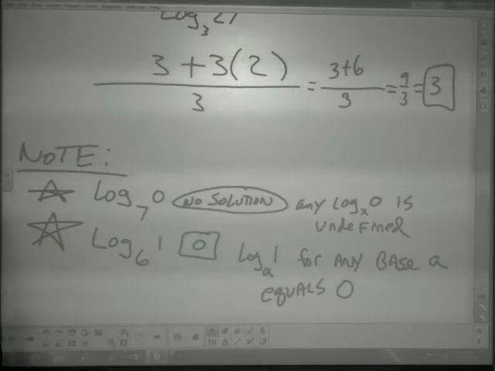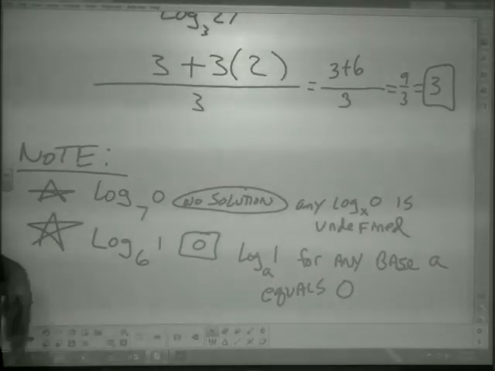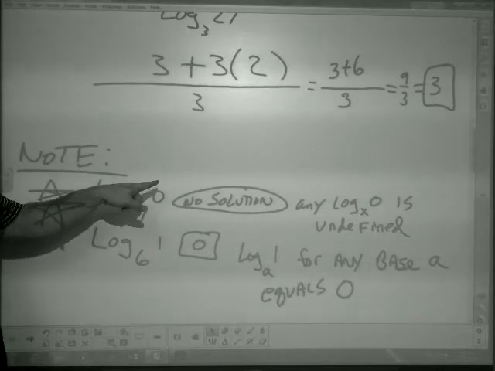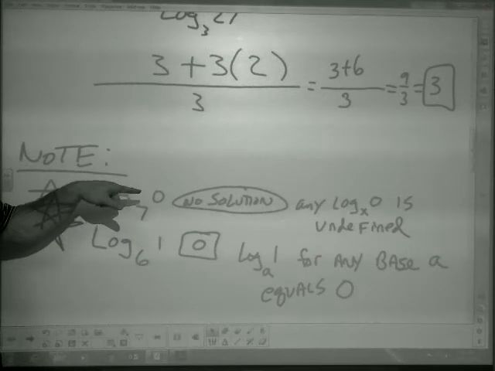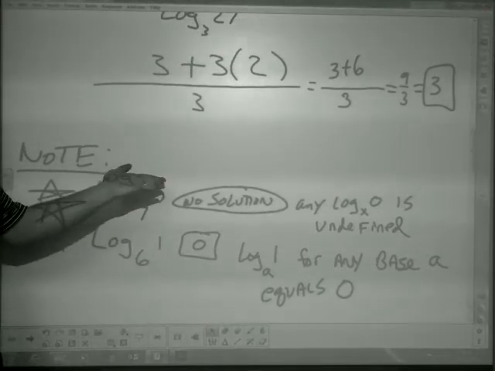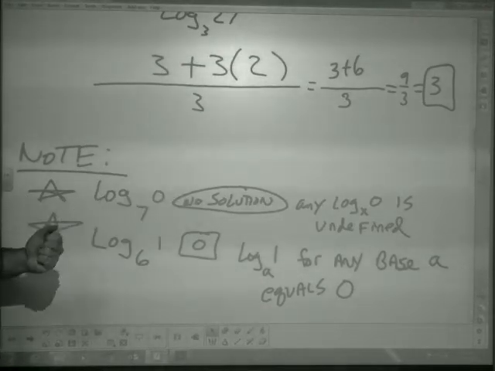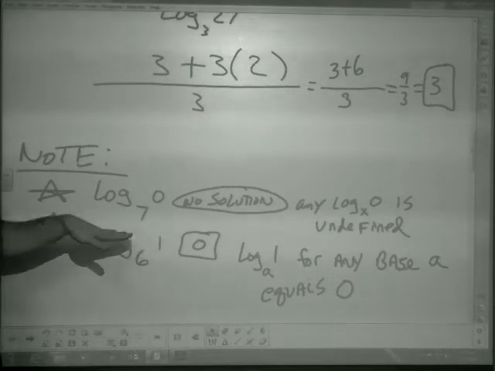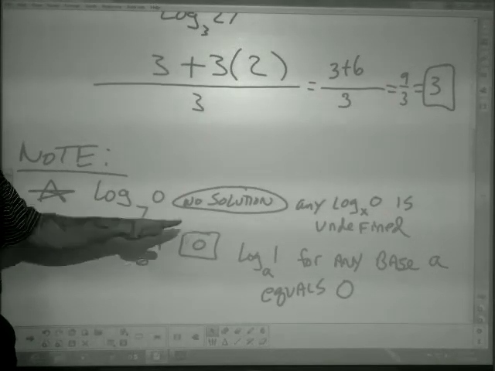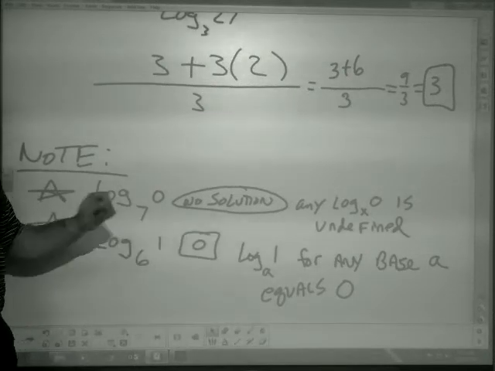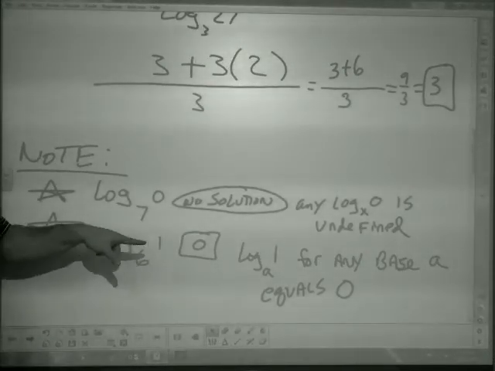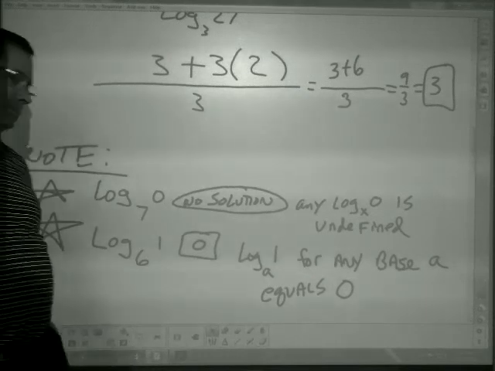So those are two common log facts that you need to know. First of all, you can never take the log of 0, I don't care what the base is. No base raised to a power is 0, so that's undefined or no solution. And the log of 1 is always 0 because any base raised to the 0 power will always be 1. I don't care what the base is, raise it to the 0 power, you get 1.